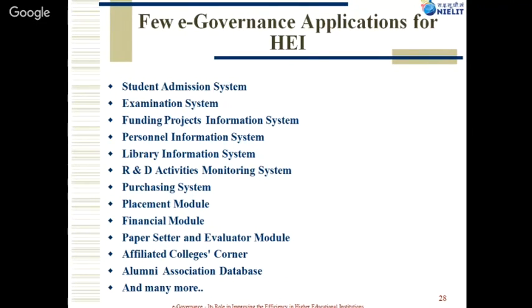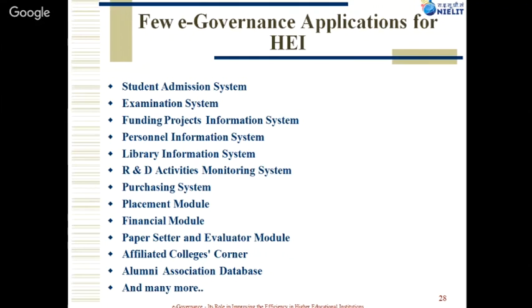Purchasing system. Purchasing system nowadays is a major one because government has issued some new guidelines in terms of purchase, and it has to be through portals only. Through e-tendering and other options available. Placement module, financial status, paper setter and evaluator module. This is a very confidential part in terms of paper setting, but confidentiality can be maintained in the system itself.